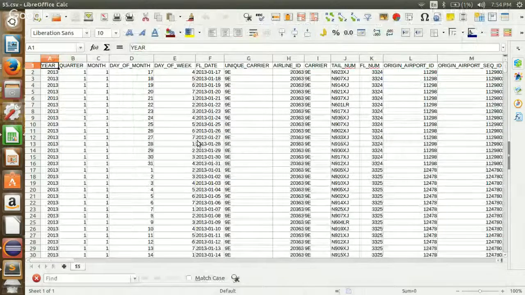Project demonstration of flight delay prediction by Naveen and Karthik.